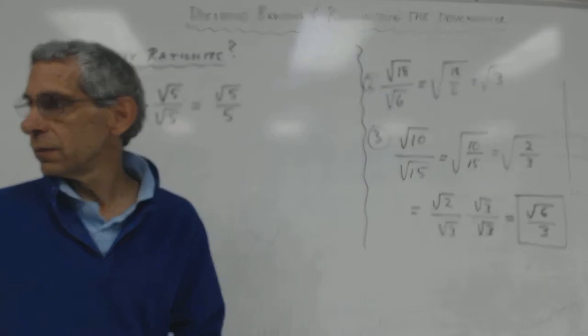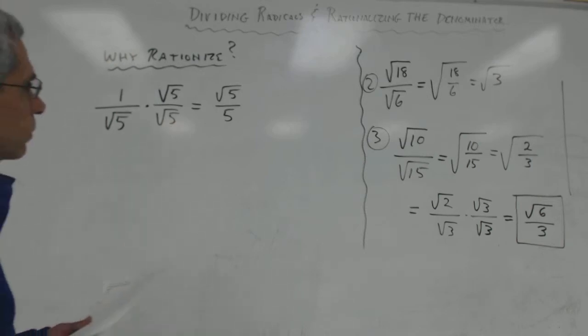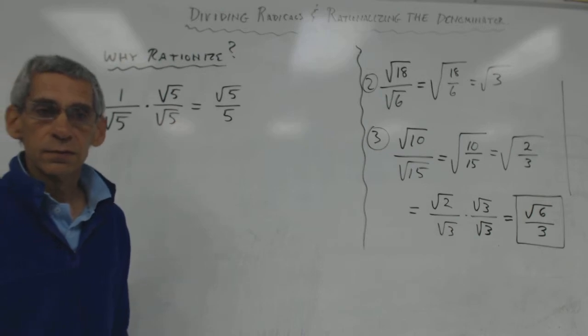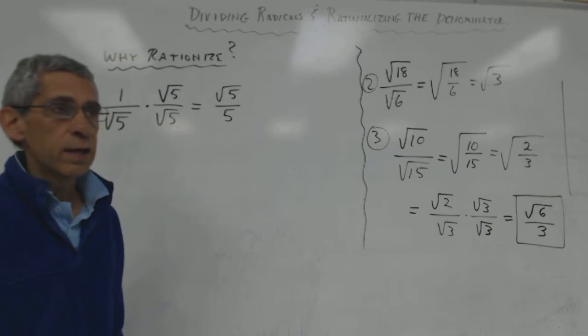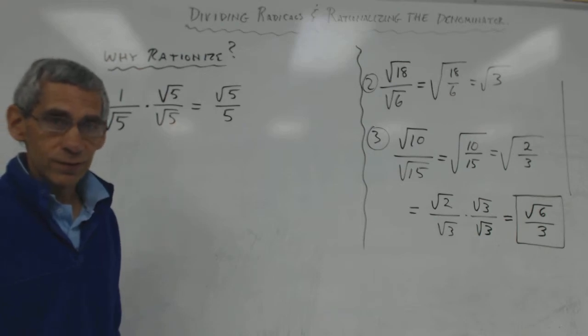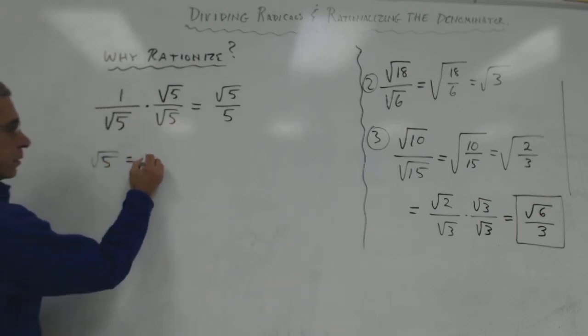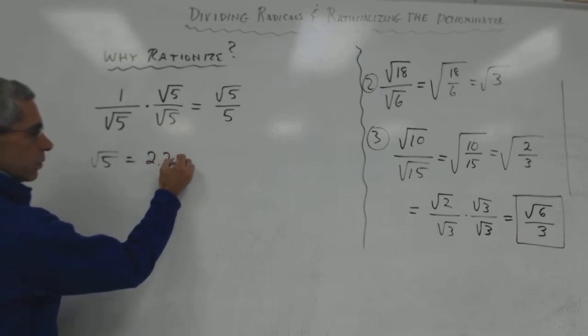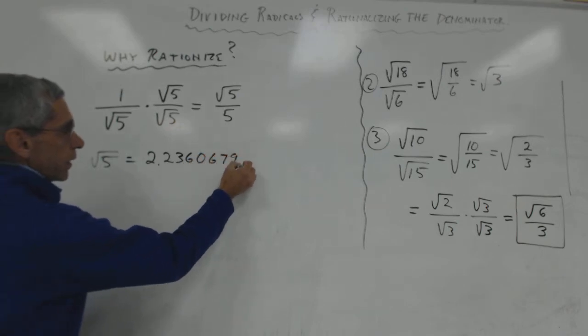Does anybody have a calculator on them? Somebody type in square root of 5. What do you get? 2.2360679. And it goes on forever, right?